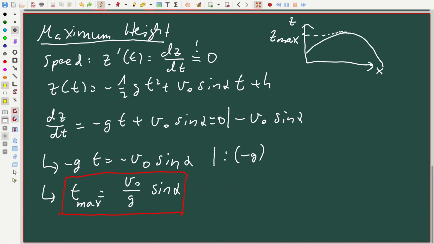And let me also briefly highlight one thing. So we have here our v0 over g. And if you remember correctly, this is the same formula that we also got for the time for reaching the maximum with respect to the vertical throw. And it also makes sense because the way how we derive this is exactly the same. We only have to take now here in addition this sine alpha into account, because this was the projection of the speed v0 onto the z-axis, so to say.